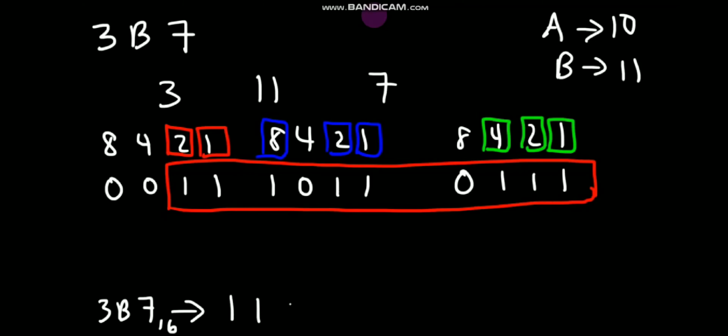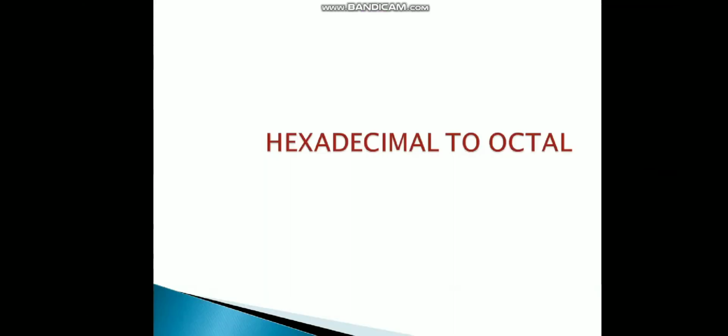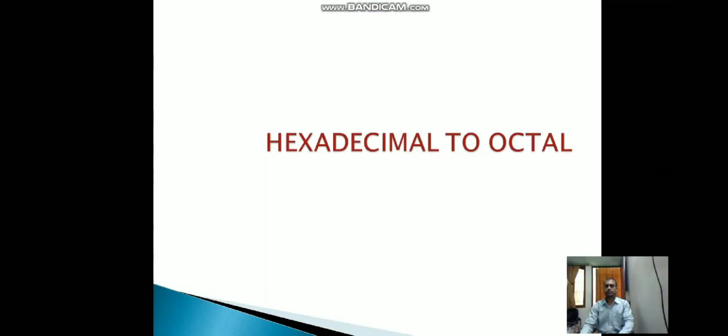So 1 1 1 0 1 1 0 1 1 1 we will write. This is the binary equivalent of this number. This is the method by which we will convert this binary number. Now the last is hexadecimal to octal.